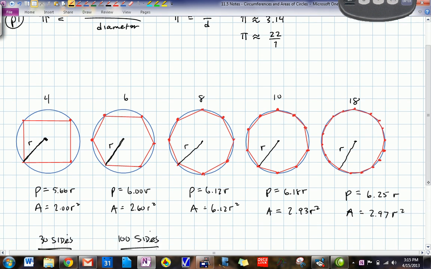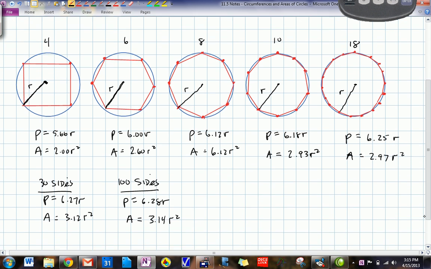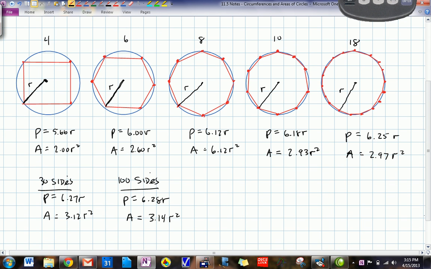Okay, so let's get into a couple of formulas, the formula for circumference and the formula for area. And we're going to kind of think about these by looking at a series of circles. So I've drawn here on the screen 5 circles, and then I just couldn't draw any more with more sides, but we're going to talk about those. So the first circle has 4 sides, and the radius is r. You learned in an earlier section how to find both the perimeter and the area. So without getting into that, just the perimeter for that square inside the circle is 5.66 times the radius, and the area is 2.00 r squared.